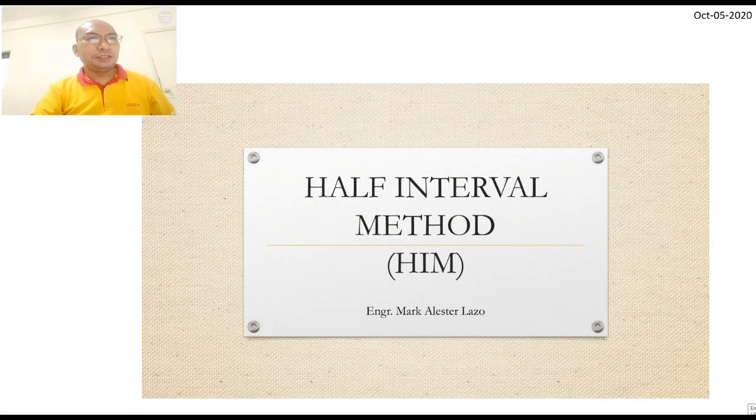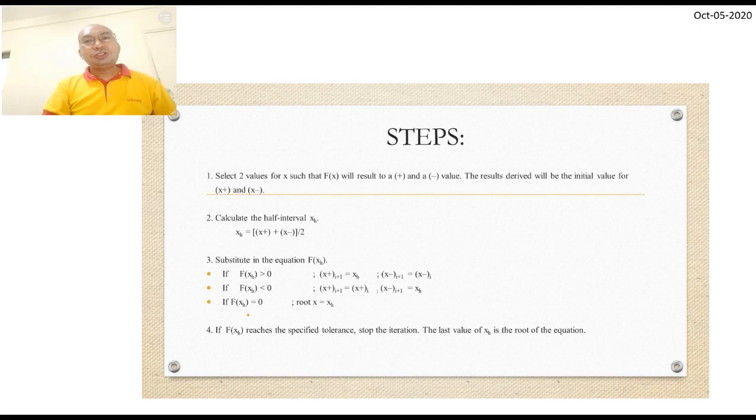The topic for today is about the half interval method. The half interval method employs only 4 steps. The first step is to select two values, which we will assume for x, such that the function of x will result in a positive value and another one negative value. The results derived will be the initial values for the x plus and the x minus, which we will later be using on the HIM table.